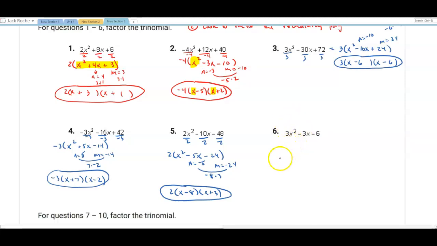Number 6, greatest common factor is 3. Divide everything here by 3. I'm left with x squared minus x minus 2. What numbers multiply to give me negative 2 and add up to negative 1? This here would be negative 2 and 1. So this factors out to be 3 times x minus 2 times x plus 1. And now we are factored.